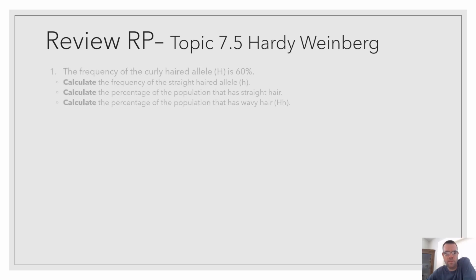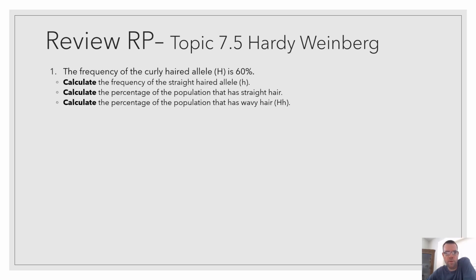First, I want to go over the RP from last time, which was on Hardy-Weinberg equilibrium. So the first problem: the frequency of the curly-haired allele, big H, is 60%. What's the frequency of the straight-haired allele, little h? Well, if this is 0.6, then q is going to be 0.4.